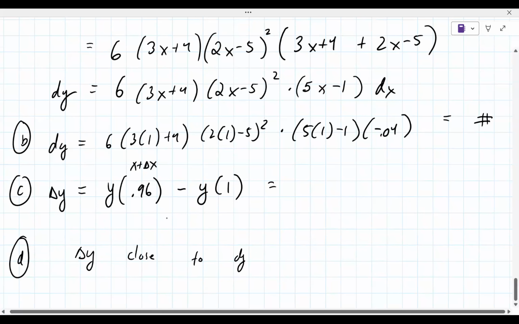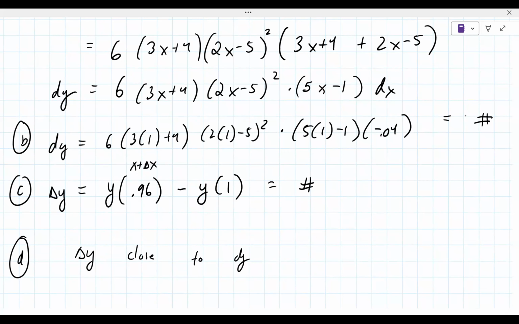And what we're interested in really is part D, which is: is delta y close to dy? So you'd have to calculate both B and C to know if they were close. B is a number, the dy, this line here. This is some sort of a number, and this is some sort of a number. And you're hoping that they're really, really close to each other. Then D: is delta y close to dy?